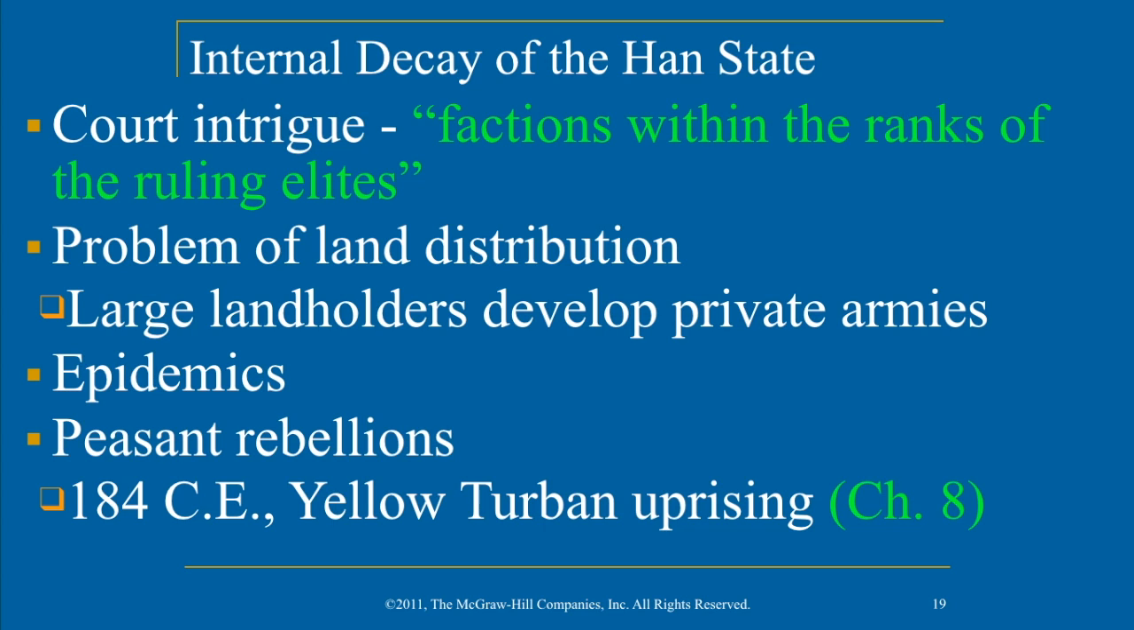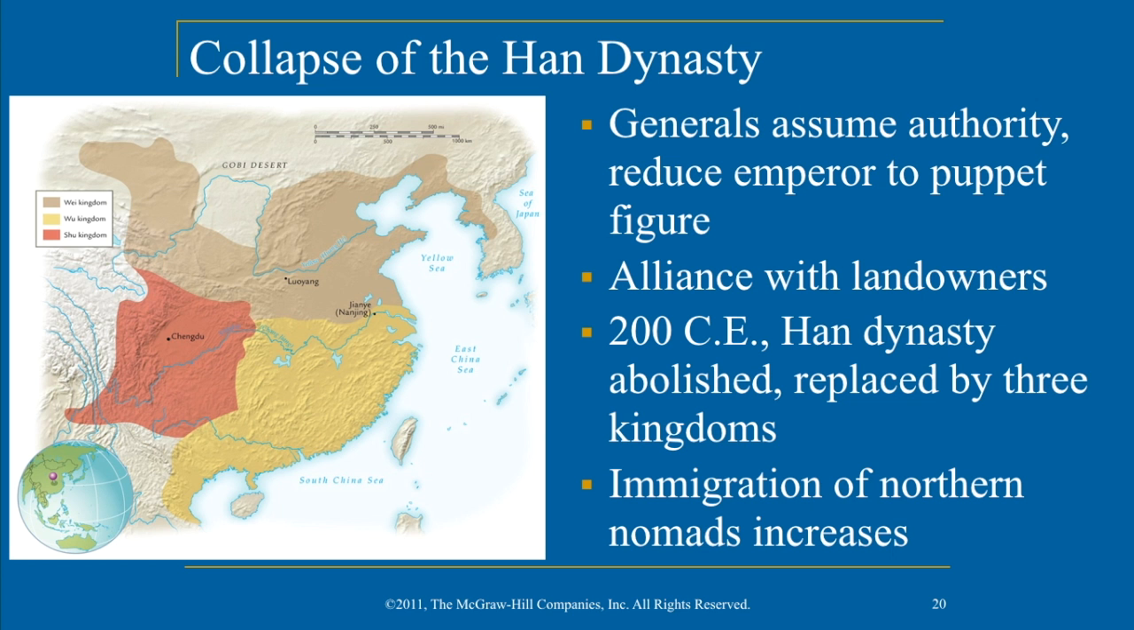And these epidemics lead to peasant rebellions because people are dying off and they see that the general mood of the culture and the community and the government is so bad they can't even stop people from dying, and maybe the gods are mad, or maybe even if they knew that it wasn't the gods doing this, they thought that something's wrong here and we need to fix this. There were peasant rebellions like in 184 CE, the Yellow Turban Uprising, which I talked about back in chapter 8, so if you want to go review that to make sure you know what's going on there.